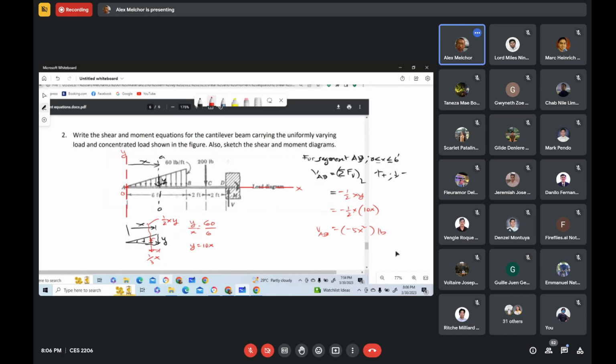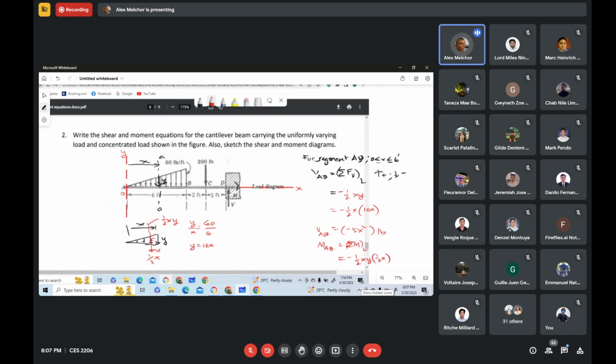Okay. Now, what is the moment equation for segment AB? The moment equation for segment AB is equal to the summation of moments considering the left portion of the section. So here, we have only that force acting downward. So this will be minus 1/2 times x, y times the moment arm, 1/3 of x. Okay, so I hope you are following.